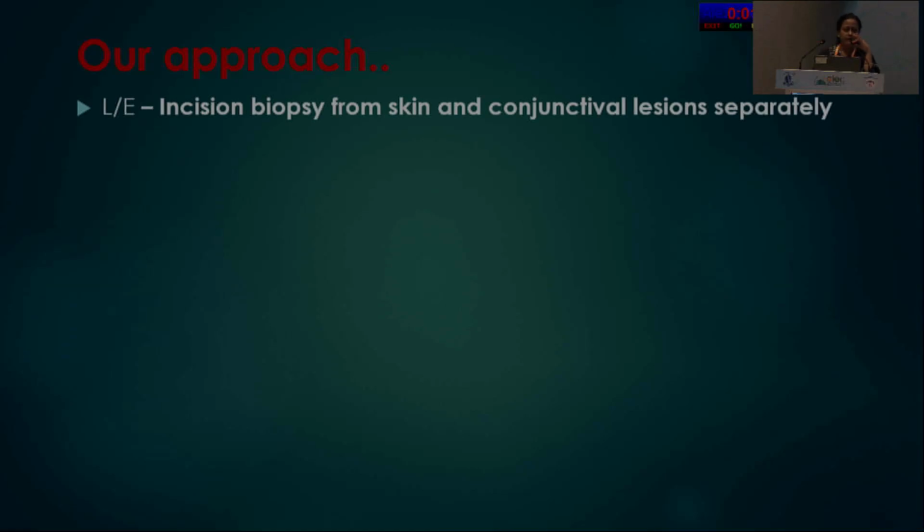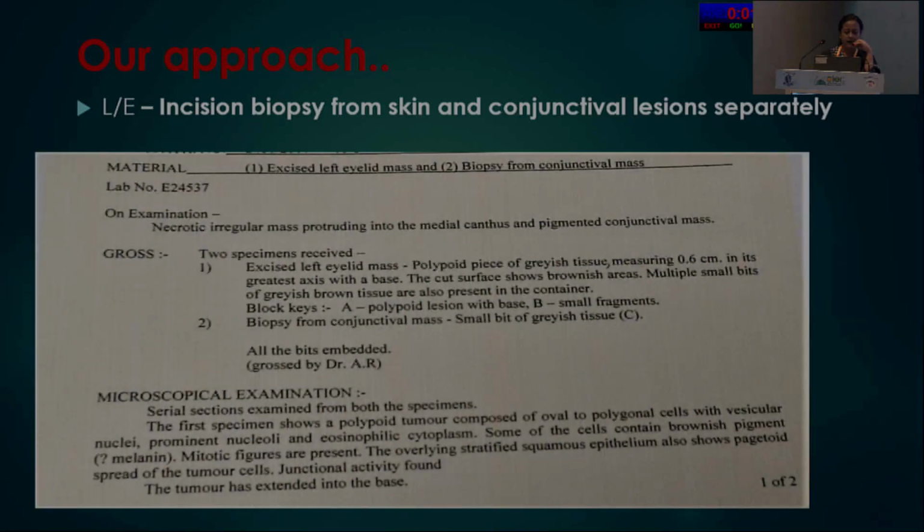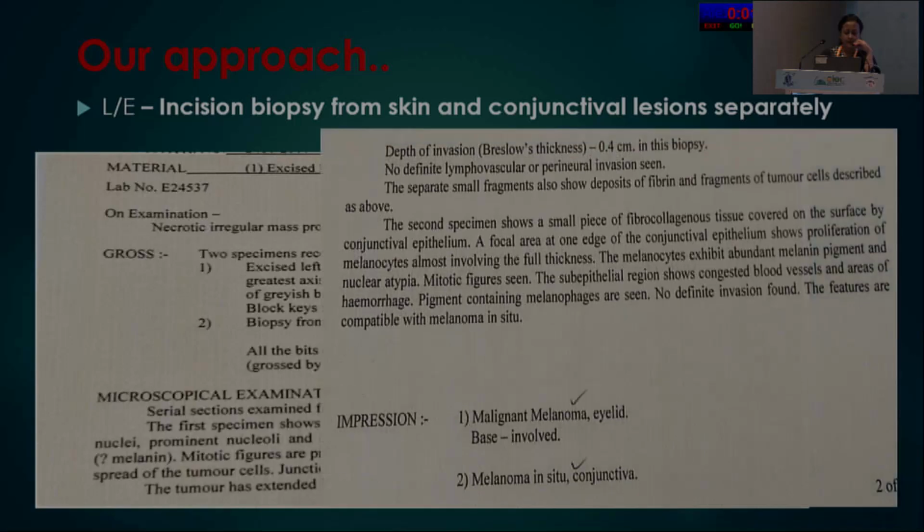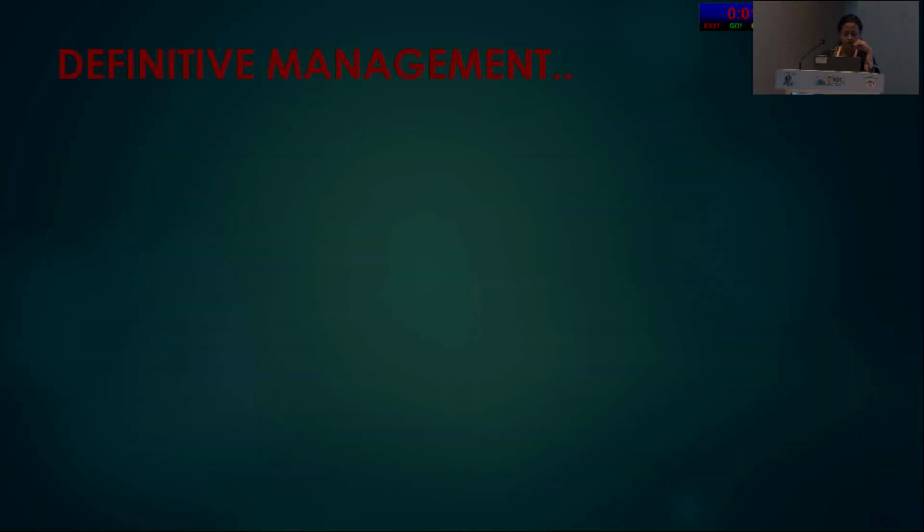So in a dilemma whether the lesion was a simple nevus or a malignant melanoma, I planned to do an incision biopsy from the skin and the conjunctival lesion separately. And this was the report from the incision biopsy: from the eyelid the reporting was malignant melanoma, where the base was involved, and the conjunctival lesion was a melanoma in situ.